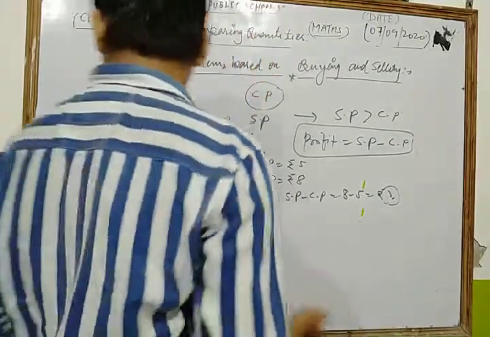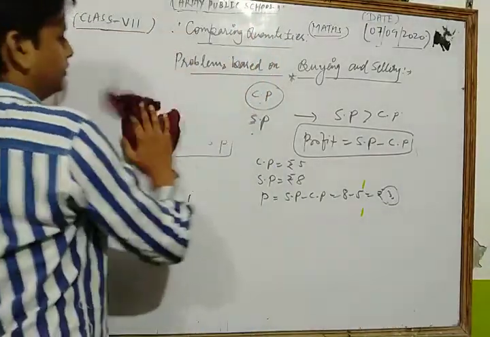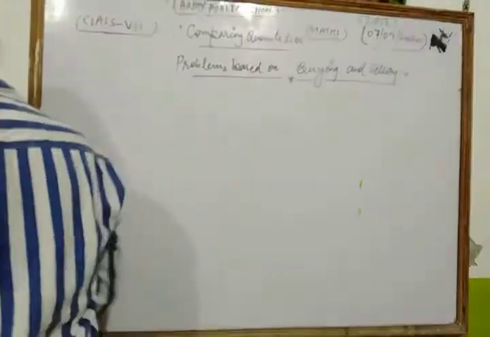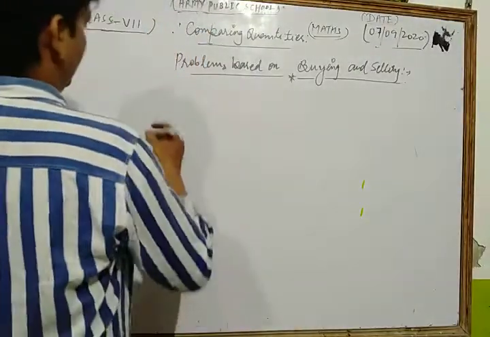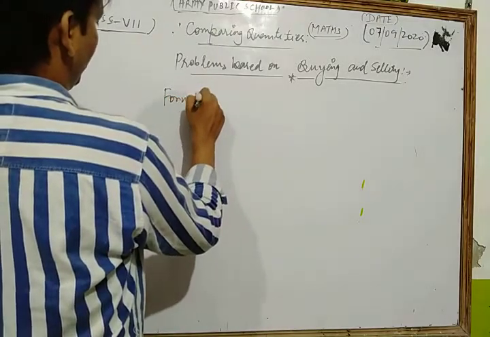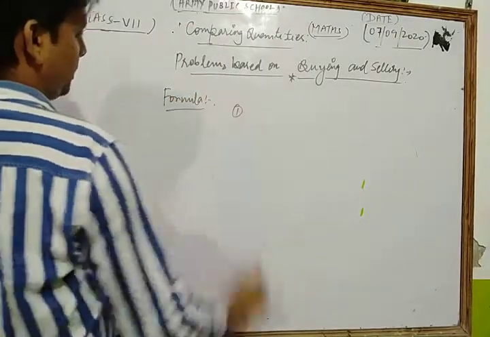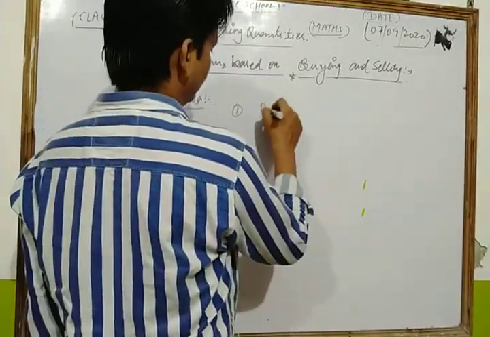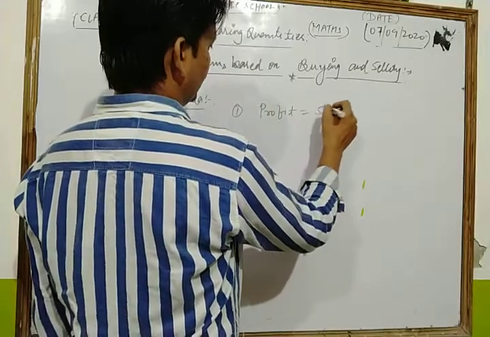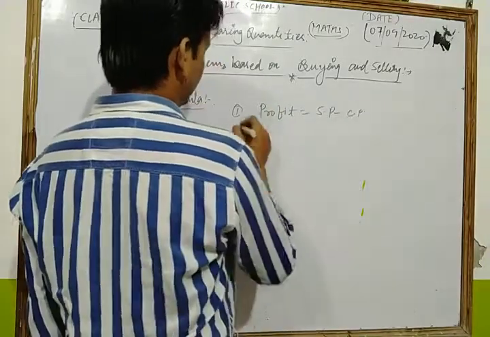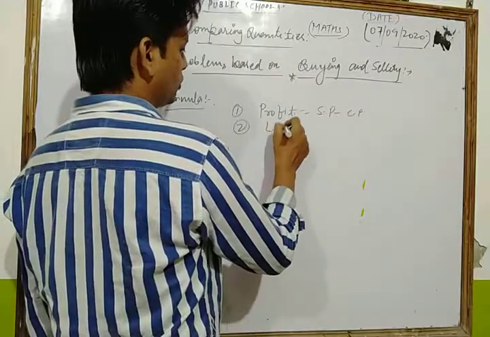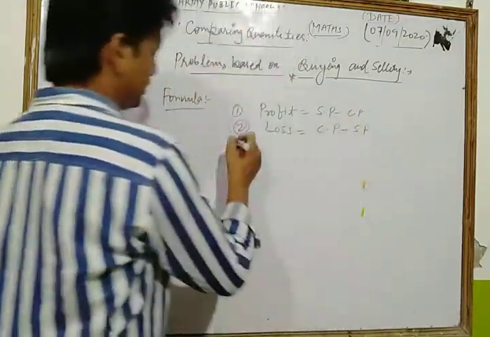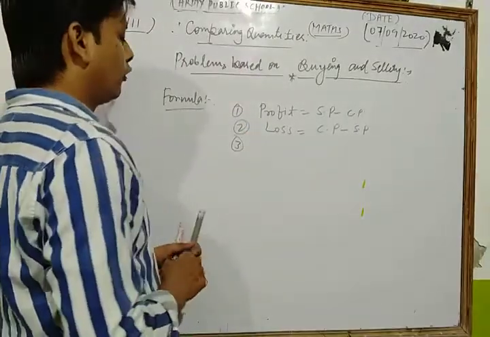Let's see, dear students. Now we discuss some important formulas. The first one, as I just discussed, is that profit is equal to selling price minus cost price. The second important formula is that loss is equal to cost price minus selling price. The third formula is profit percent.